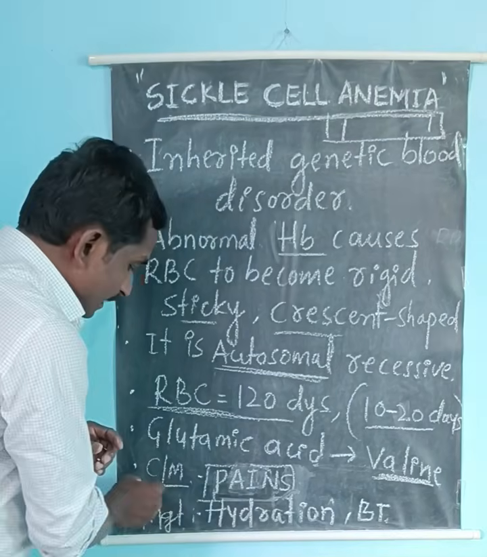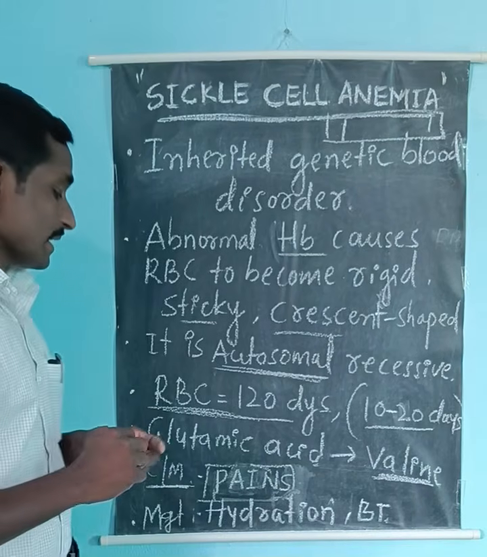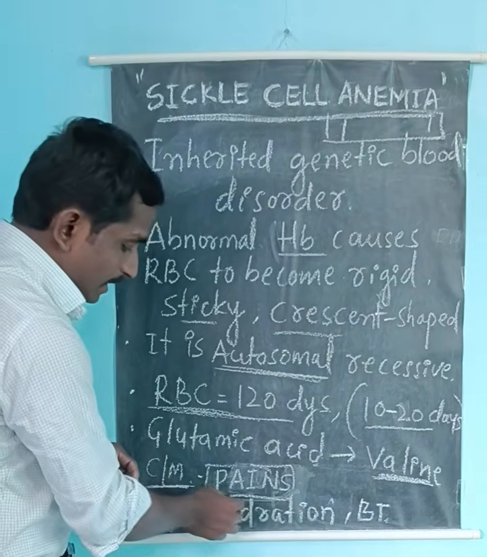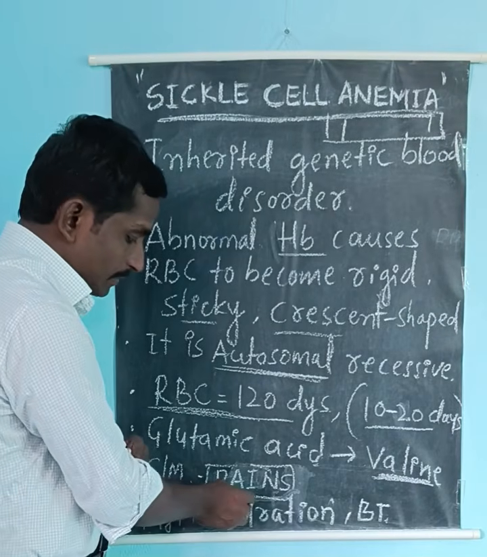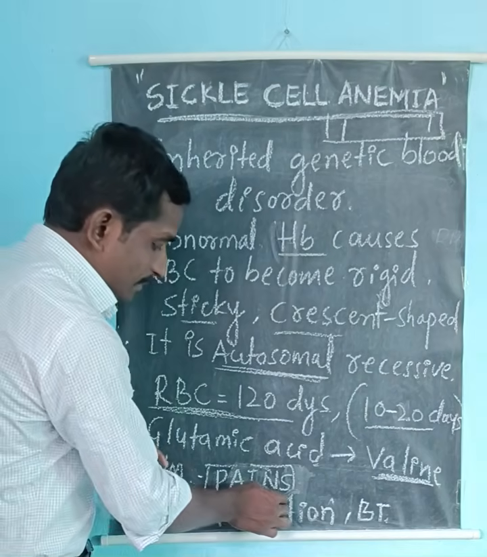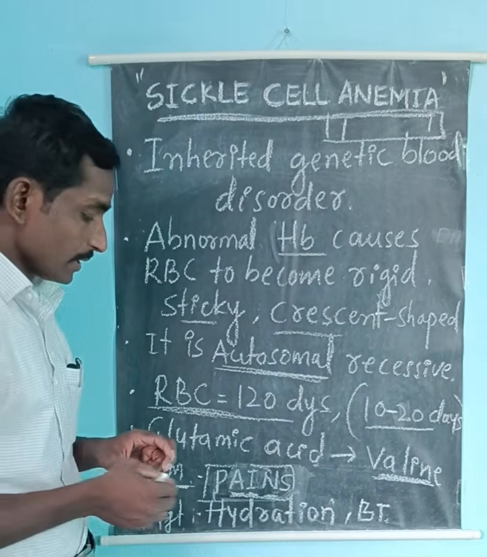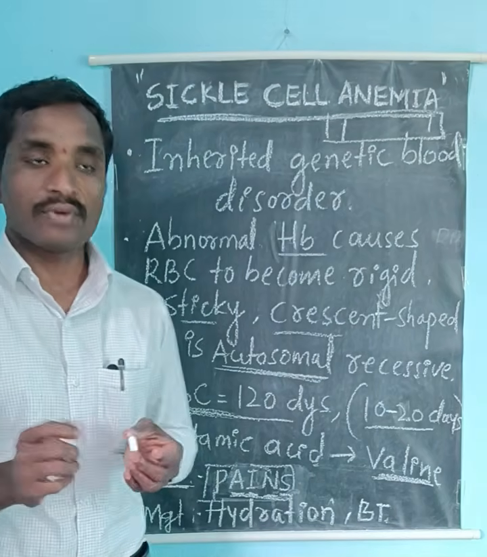Now come to the clinical manifestations. What are the clinical manifestations we are going to see in sickle cell anemia? That is PAINS. P stands for pain, and the A is anemia. I is icterus or jaundice. N is necrosis of bone, avascular necrosis. S is swelling of extremities, the hands and feet.